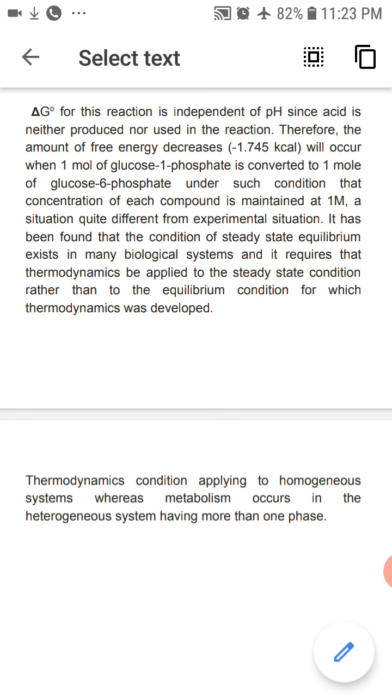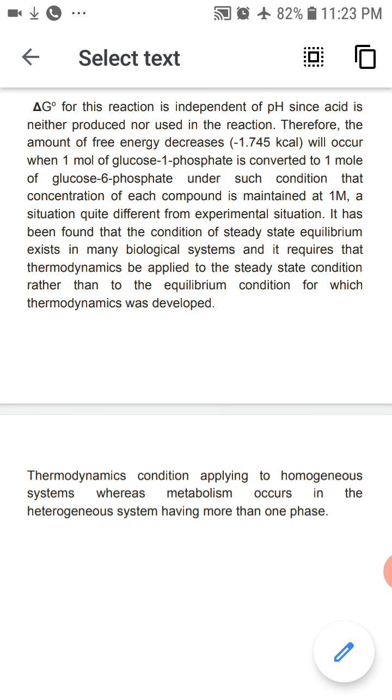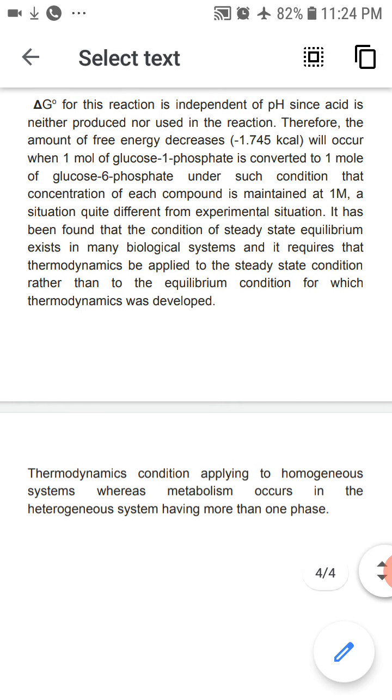And on this basis, in different biochemical reactions, the standard free energy change of a biological reaction can be calculated.